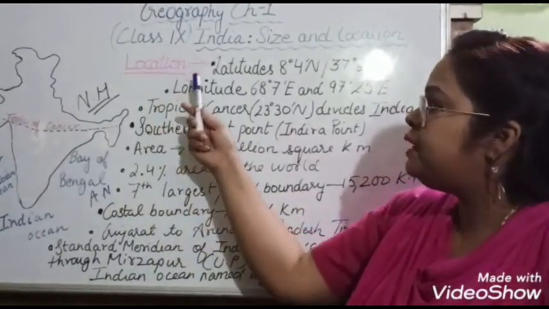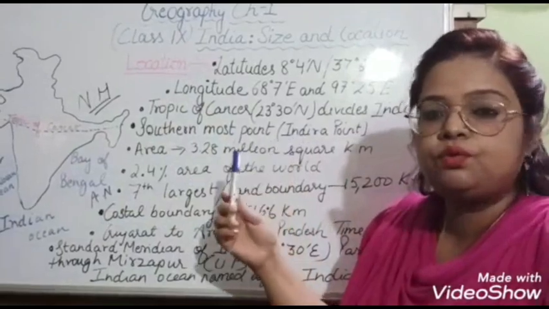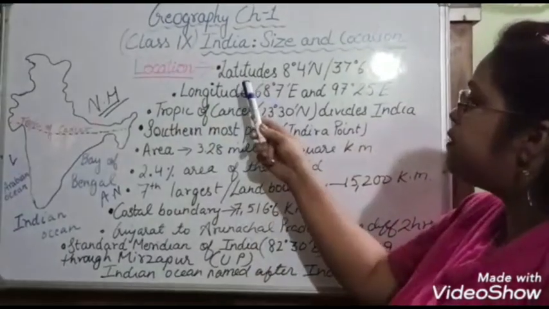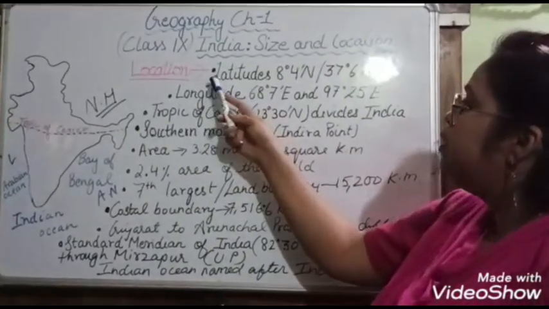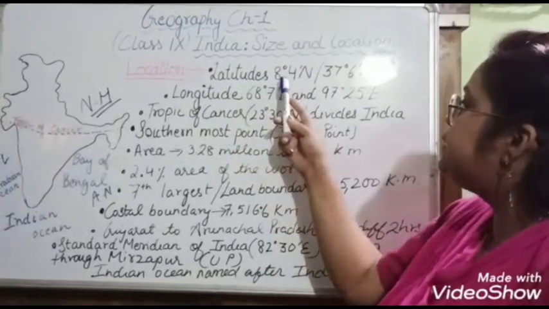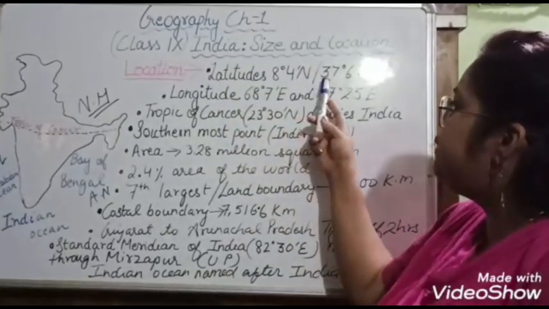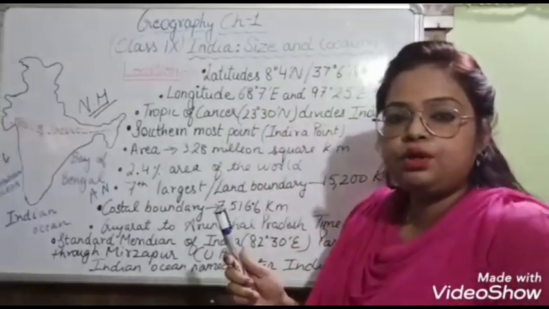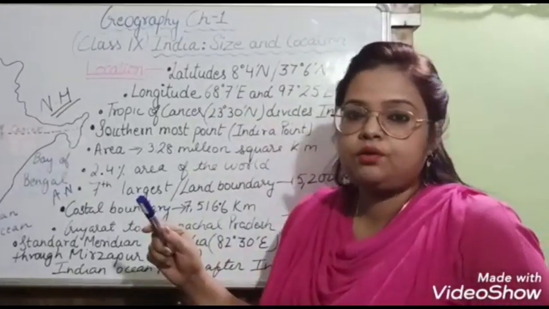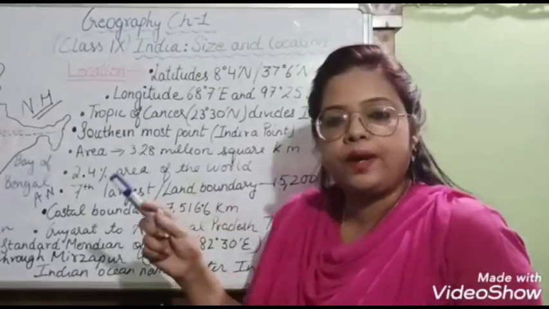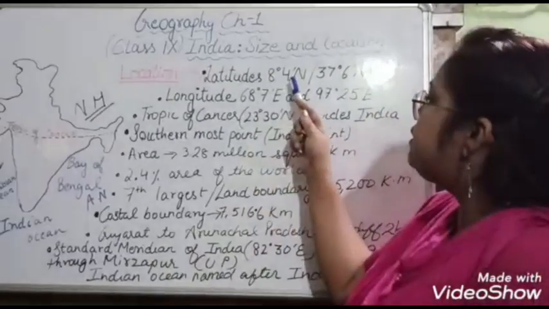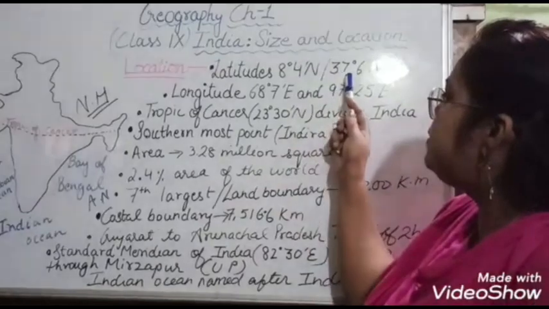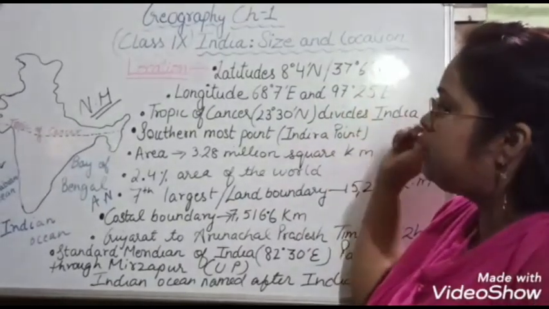What are the main points that we need to know about the location? The first point is latitudes, that is 8 degree 4 north and 37 degree 6 north. Latitudes, I have told you, are imaginary lines that go horizontally from east to west. So 8 degree 4 north and 37 degree 6 north.